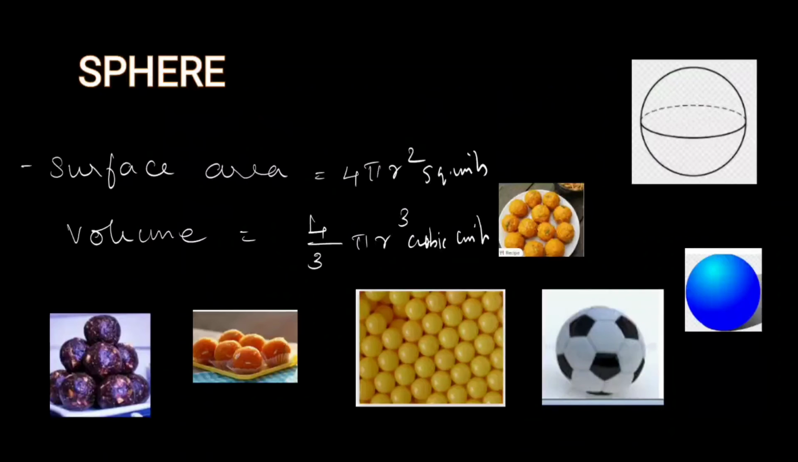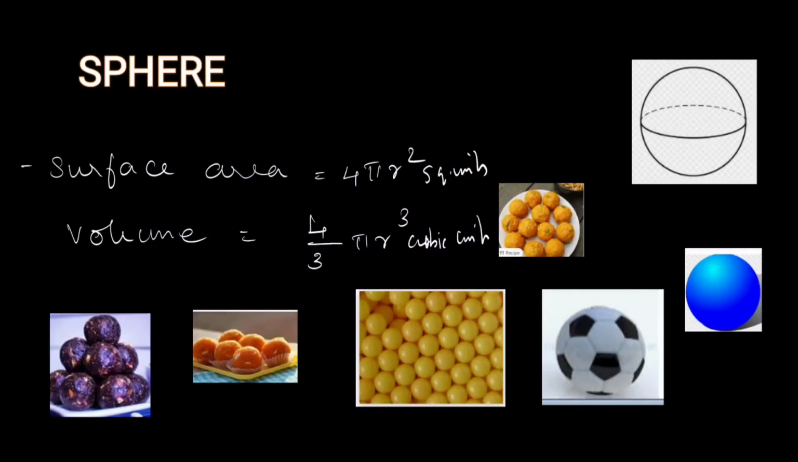Next, sphere. Sphere is such a cute shape, you know. It doesn't have a lateral surface area, it has only the surface area, which is 4 pi r square. The dimension is only r, the radius of the sphere. Next, the volume of the sphere is 4 by 3 pi r cube.